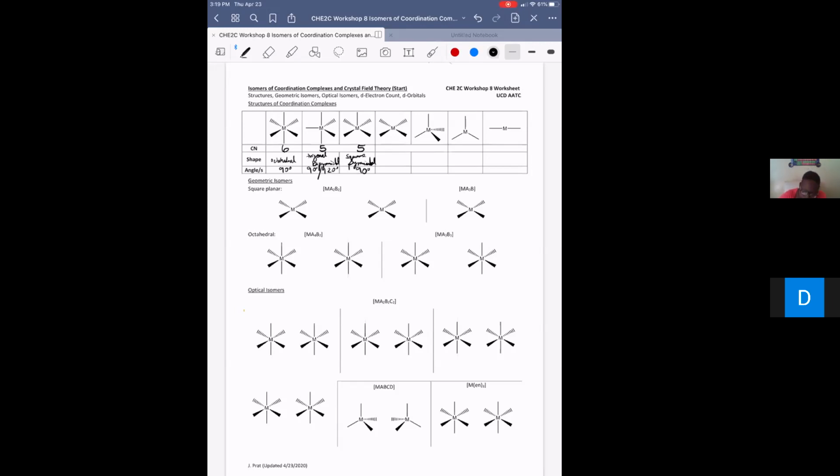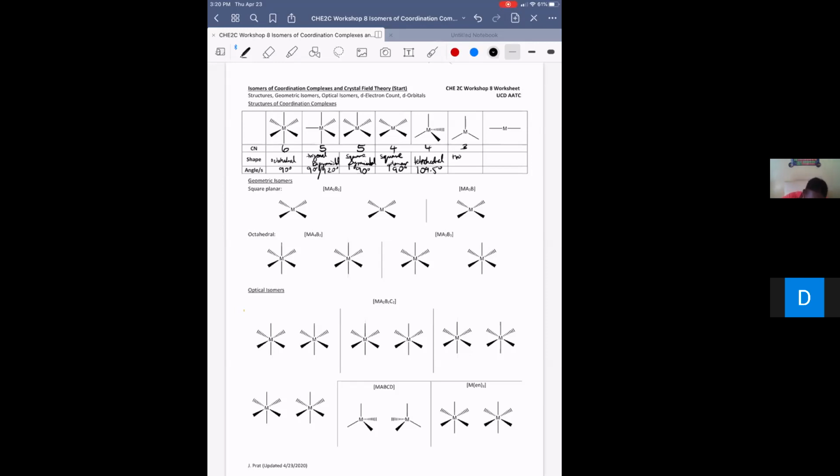Next, we have our square planar coordination complex, and this has a coordination number of 4. And then all of our angles here are also 90 degrees. And then we'll have another 4 coordination number metal complex. This would be our tetrahedral species, and the angle here is 109.5 degrees. And then we can have our trigonal planar species, which has a coordination number of 3.